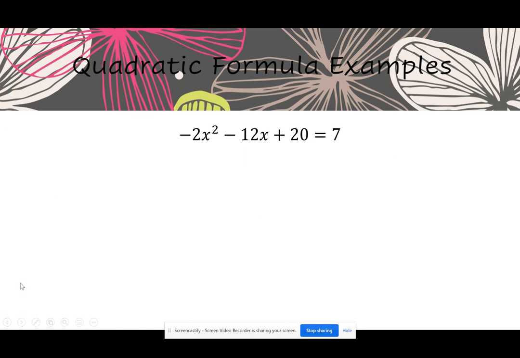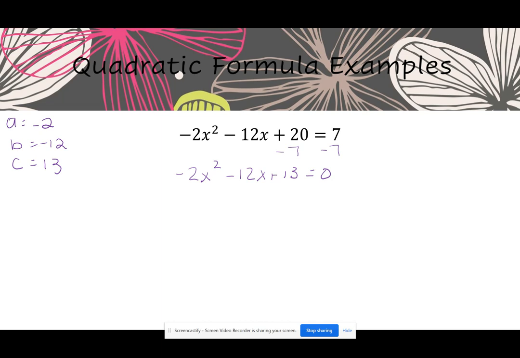We're going to look at one more example. In this case, we have to be careful because it's not set equal to 0. So we have to subtract 7 from both sides to make it equal 0. So now we have negative 2x squared minus 12x plus 13 equals 0. Now we can pick out our values of a, b, and c. You have to make sure it's set equal to 0 before you find a, b, and c. a is negative 2, b is negative 12, and c is 13.